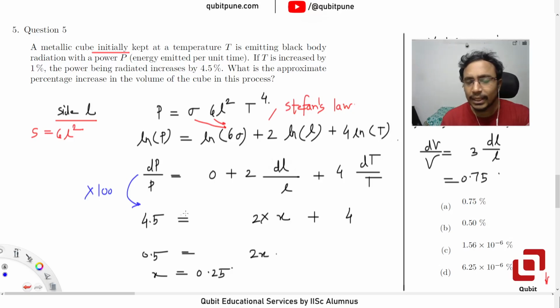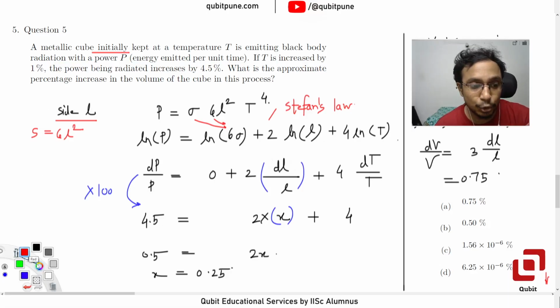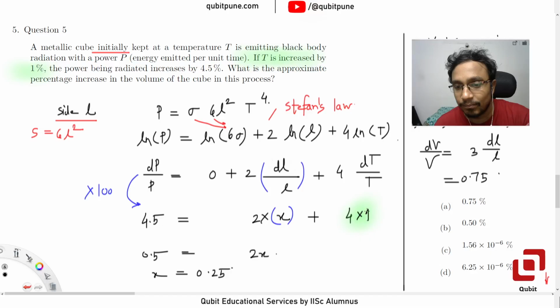Okay, now I did not know by what fraction the length will change. So I assumed it as x. dL by L, I called it x. I knew dT by T, temperature is increased by 1%. इसीलिए मैंने यहाँ पे 4 के अलावा कुछ लिखा नहीं है because I know that it is 1. If you solve it for x, you will get 0.25. So this is our dL by L.